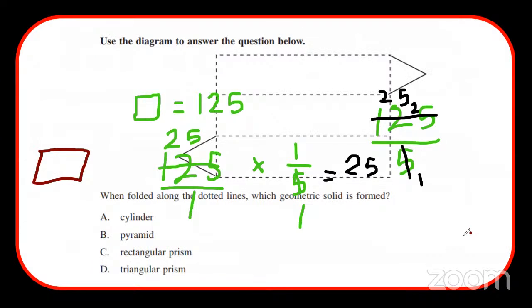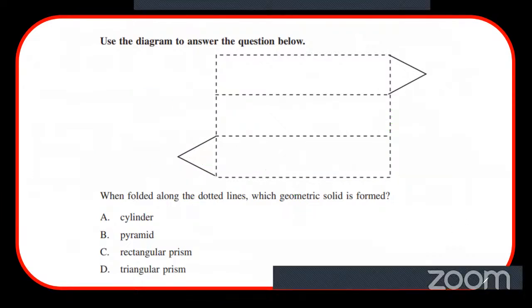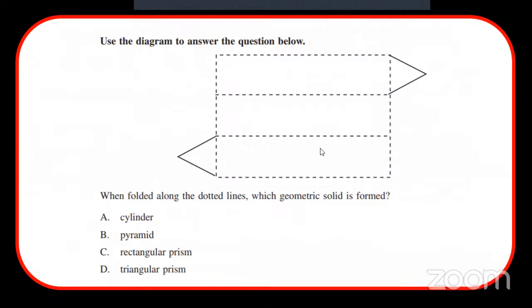All right, so let's move on to this question. Use a diagram to answer the question below. When folded along the dotted lines, which geometric solid is formed? Let's look at this net right here. Which of these geometric solids is formed? Do we get a cylinder? Do we get a pyramid? Do we get a rectangular prism or a triangular prism? What do we get when we fold along the dotted lines and connect up the different parts here? What do we get?